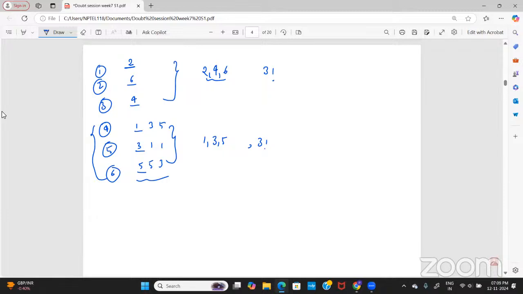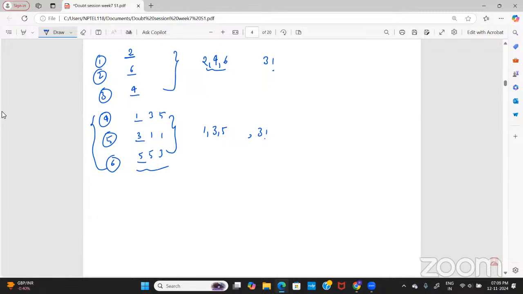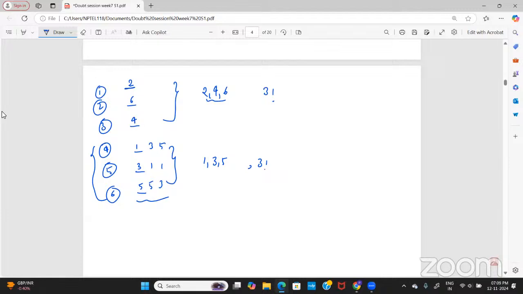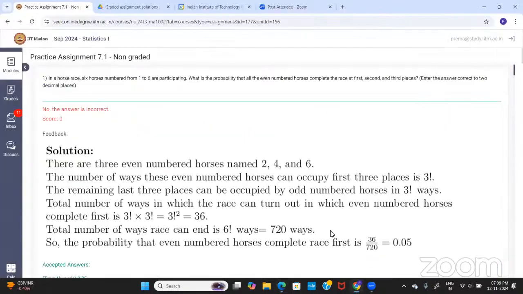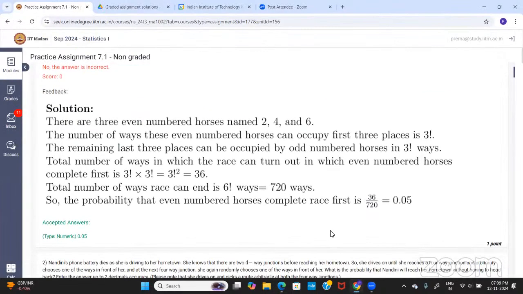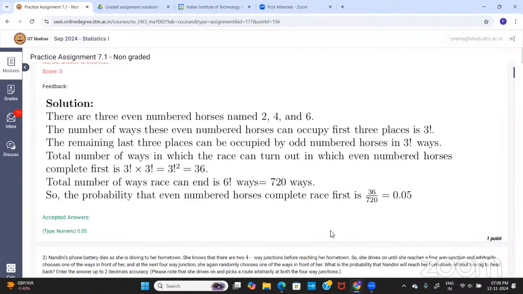That's why favorable cases will be 3 factorial into 3 factorial, right? And total we have six horses that we can arrange in 6 factorial ways. That's why it is 3 factorial into 3 factorial divided by 6 factorial. Now is it clear? Yes. Thank you.